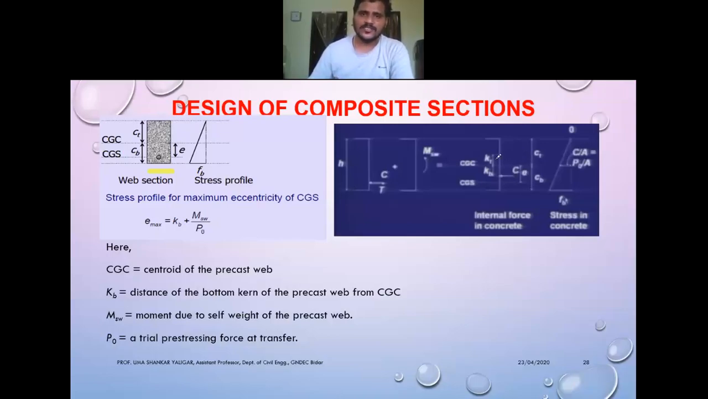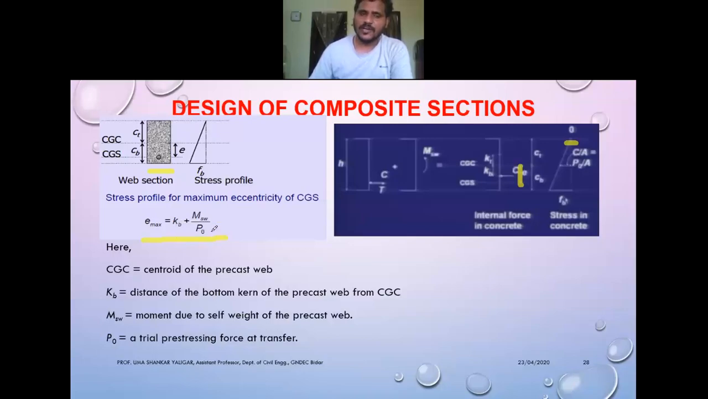Now to calculate this, I need to calculate this e value, so that at the top your stress should be 0. To calculate this, we have the expression e max is equal to kb plus Msw divided by P naught. This expression we have derived in model number 2, that's why I have taken the expression directly. Where e max is the maximum eccentricity of your pre-stressing cable. kb means the distance of the bottom kern point of the precast web from CGC.